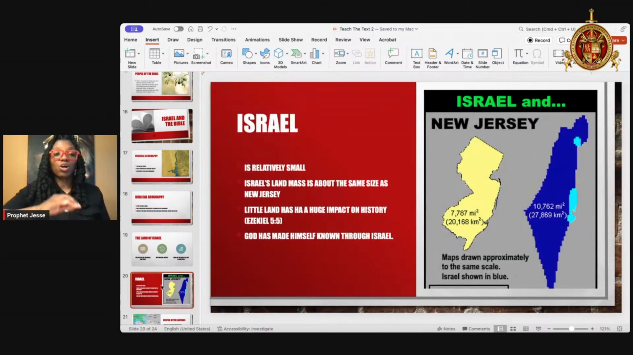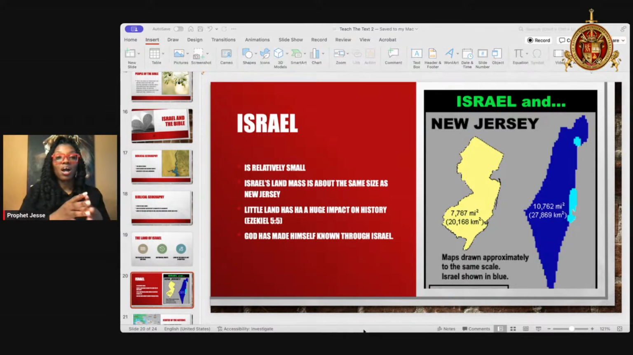Okay, so Israel. Israel is relatively small, and I don't think people realize just how small Israel is, but it is a small place. It's not big at all. The landmass is about the same size as New Jersey. If you compare Israel to other countries, other states, it could fit inside of California multiple times. It's so much smaller than the United States. It can actually fit inside of Lake Michigan. That's how small Israel is.